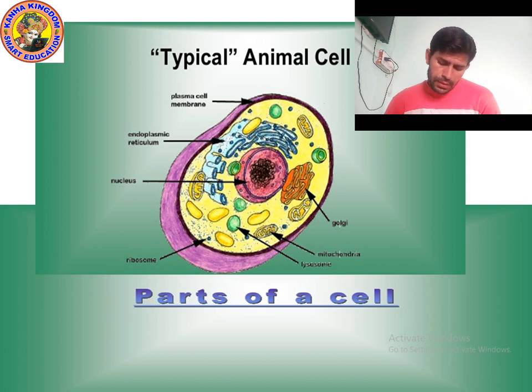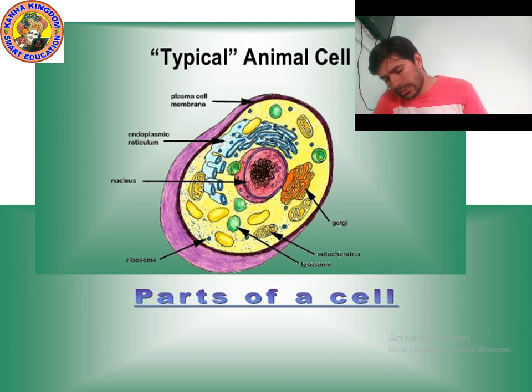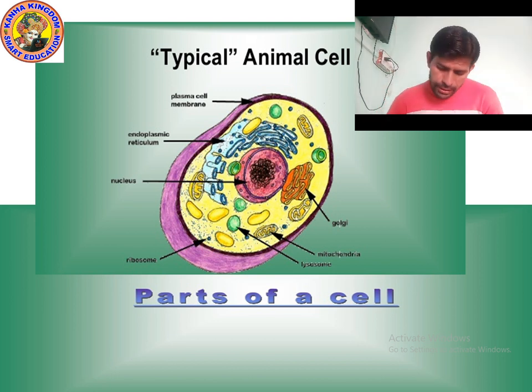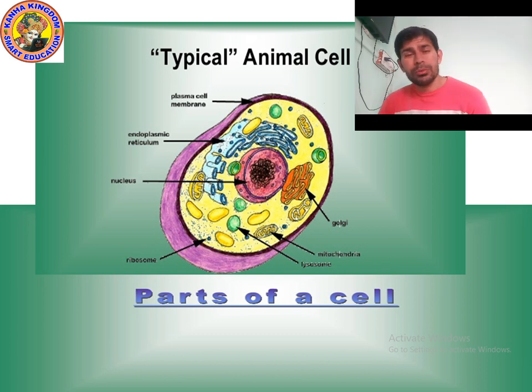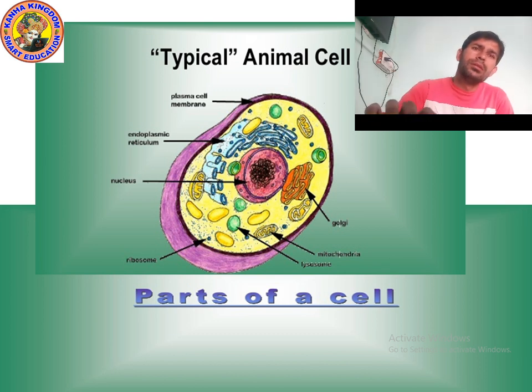And those living organisms whose body consists of more than one cell are called multicellular living organisms. Examples: earthworm, human being. As you can see, the picture of a human being is in front of you on the screen. This is the picture of a cell of a human being. There are many types of cells in our body also.